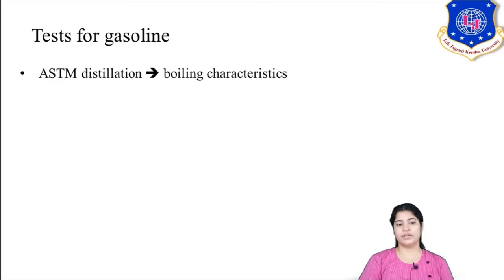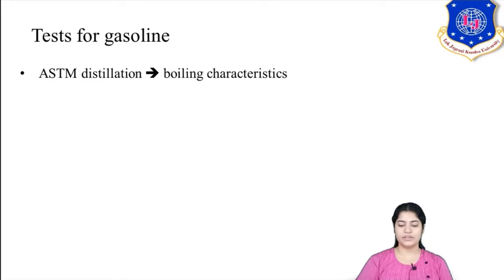Now, what are the tests for gasoline? We have certain tests, like the ASTM distillation test. It is a test to know the boiling characteristic of the gasoline. As we discussed earlier also, about 40 types of gasolines are there, so each category will have a different characteristic. So these are the tests which we do to know certain properties.